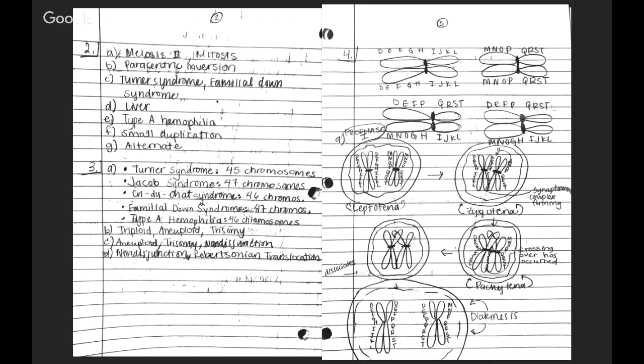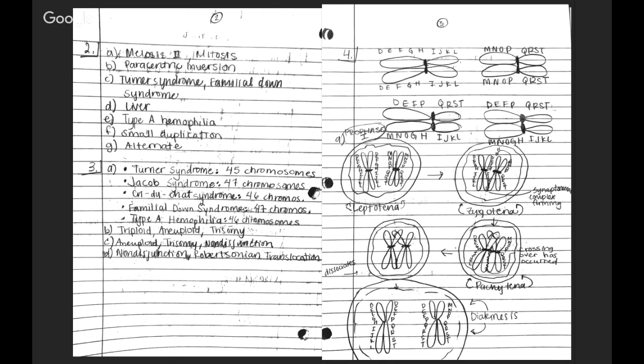Okay, so number 3 is a question concerning defects in chromosome number and structure. How many total chromosomes would be found in humans that have the following conditions? Turner syndrome would have 45 chromosomes. Jacob syndrome would have 47. Cri-du-Chat syndrome would have 46. Familial Down syndrome would have 47. And type A hemophilia would have 46. Remember that a normal human has 46 chromosomes, so some of these that have 46 aren't affected by adding or subtracting chromosomes. There's a different thing happening.